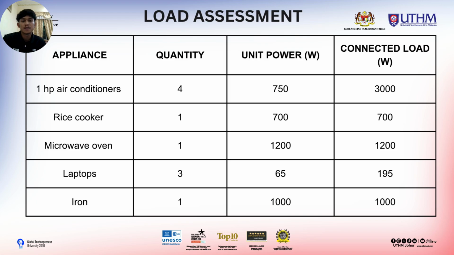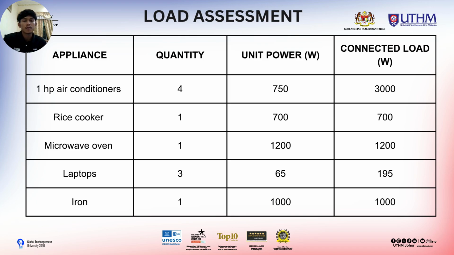So next we go to the other appliances. For the aircon, we have four units, and each unit's power was 750 watts, and the total of all aircon power is 3000. Next, we go to the rice cooker. The quantity is one, and the unit power is 700, and the total was 700 watts.